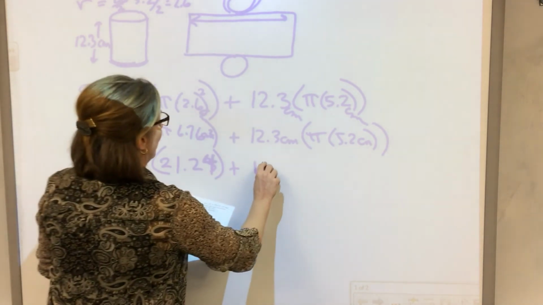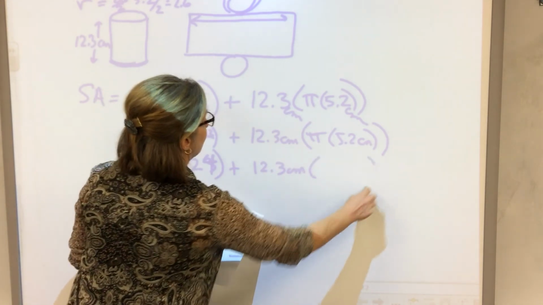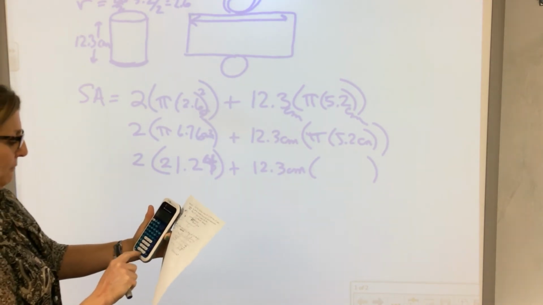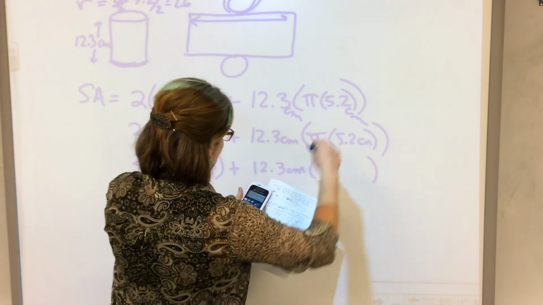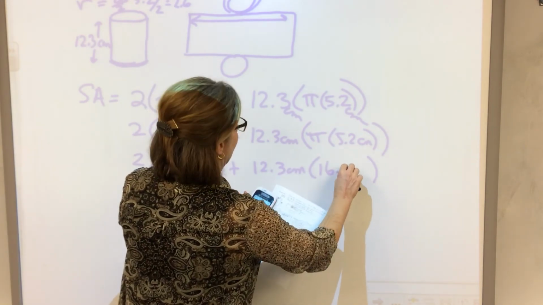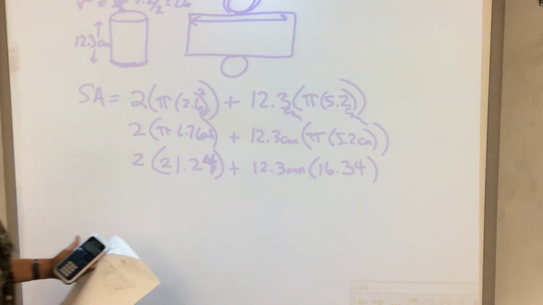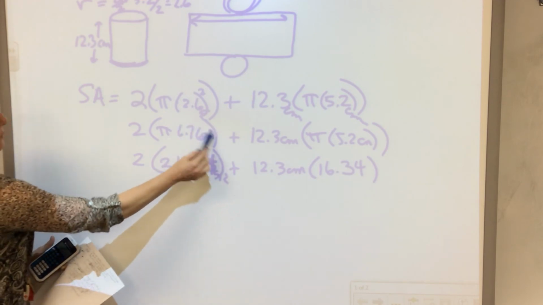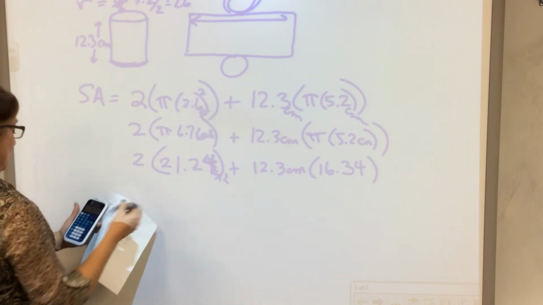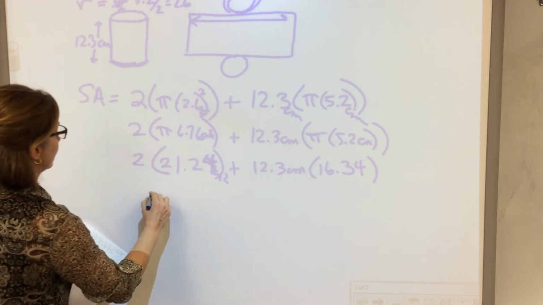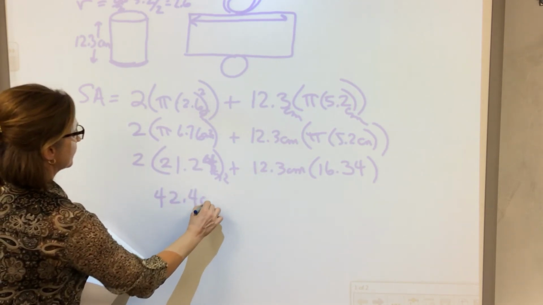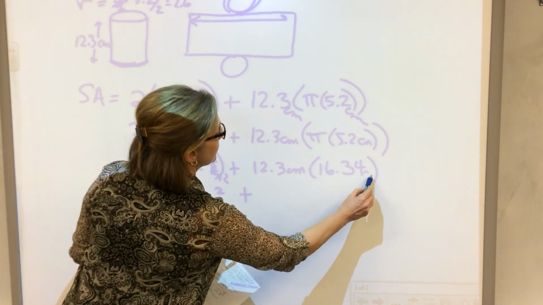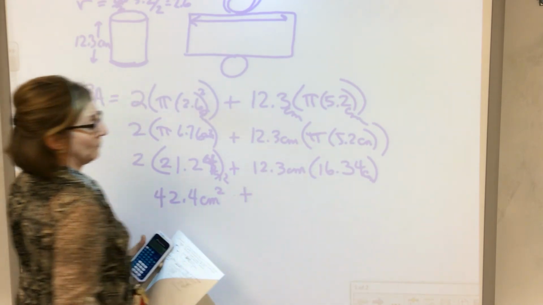And now we're going to do 12.3 centimeters. But first we're going to take 5.2 times pi. So you're going to do pi times 5.2. And you're going to get 16.336, blah, blah, blah. I'm going to make that 16.34, round it to the nearest hundredth. Okay, now this already is centimeters squared, because remember I squared that earlier. All right, so now we're going to take 2 times 21.24, so that's going to be 42.48 centimeters squared, plus, now I'm going to take 16.34 centimeters, after I multiply it by pi, times 12.3 centimeters.